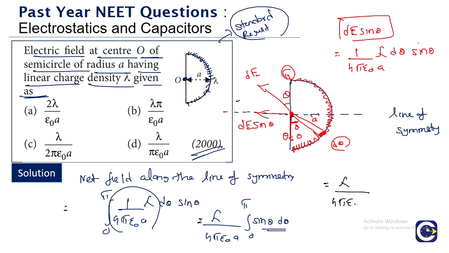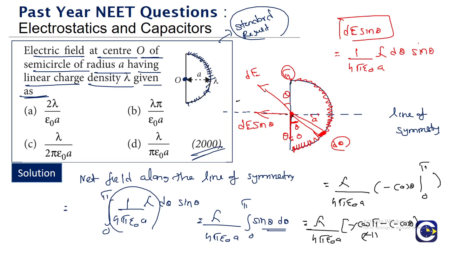Which means when we are concluding the integration, lambda by 4 pi epsilon naught a, integration is going to give us minus cos theta. Limits are 0 to pi, which means lambda by 4 pi epsilon naught a will have minus cos pi, then minus of minus cos 0. Minus cos pi is actually minus 1, so minus of minus will become plus. Here also minus of minus will be plus, so totally 1 plus 1 will be 2. The final answer is 2 lambda by 4 pi epsilon naught into a.